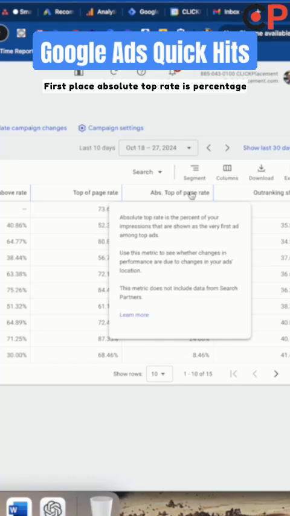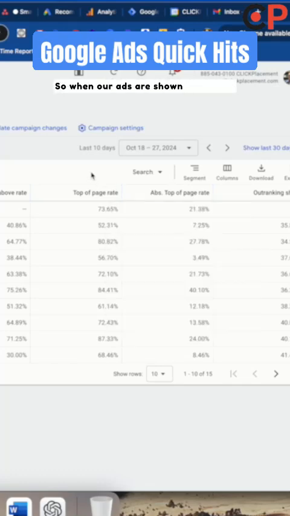Absolute top rate is the percentage per impression that are shown at the very first ad among the top ads. So when our ads are shown, 21% of the time we're at the very, very top spot, and 73% of the time we're in the top 2, 3, or 4 ads that are showing.